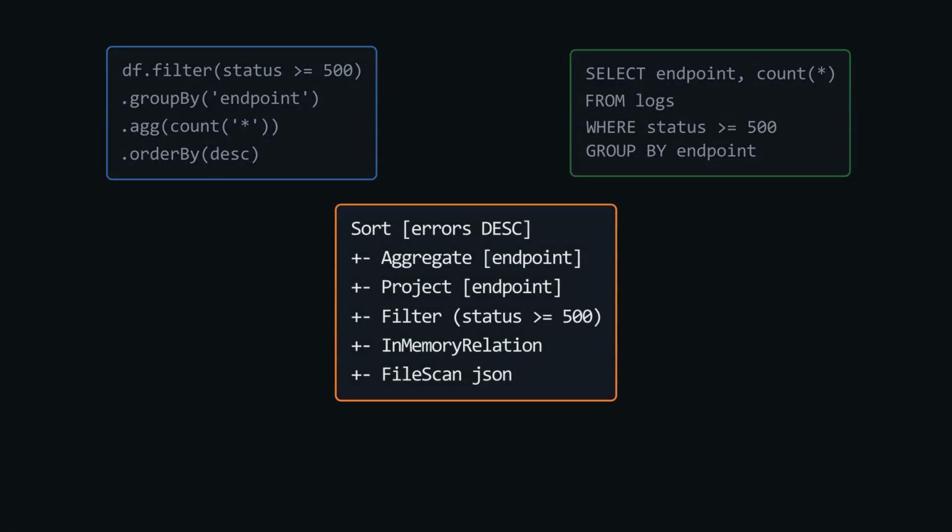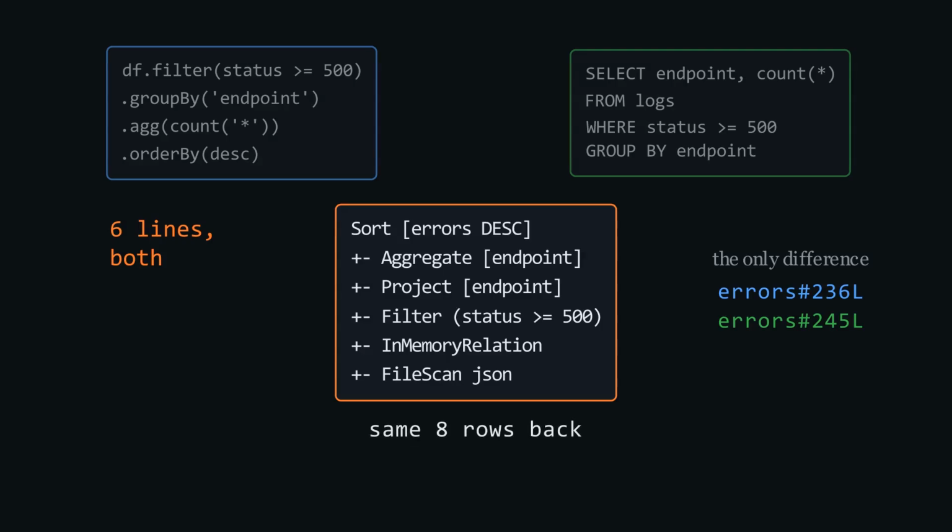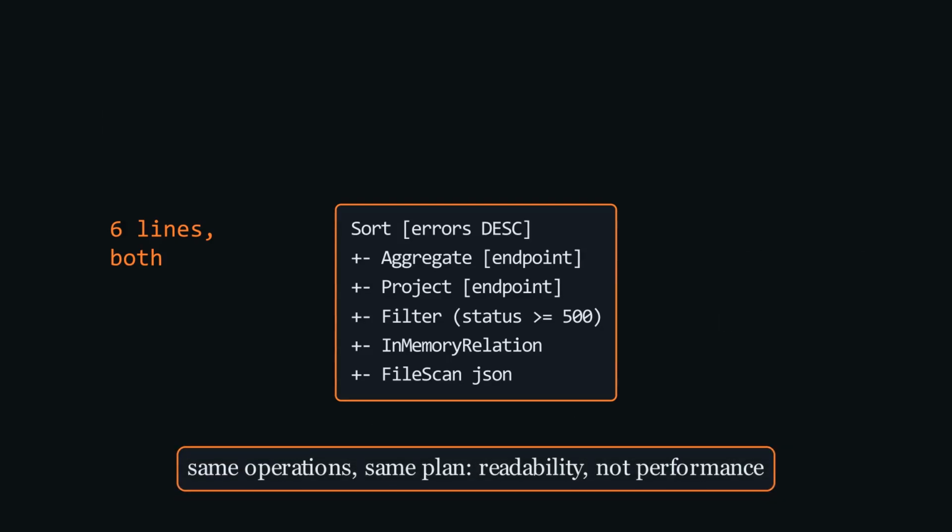6 lines of optimized plan, and your Python and your SQL produce the same 6. I diff them, measured on this machine. Identical except the expression numbers Spark hands out. Same filter, same aggregate, same scan, and the same 8 rows back. So when both sides ask for the same built-in operations, the language is a readability decision, not a performance one.